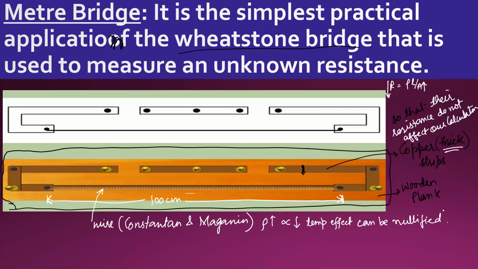Always in the meter scale, the wire is made up of constantan and manganin, and both these are alloys. As we can see, here we are having a few gaps. This is gap 1 and this is gap number 2. In the first gap, we place the resistance box.